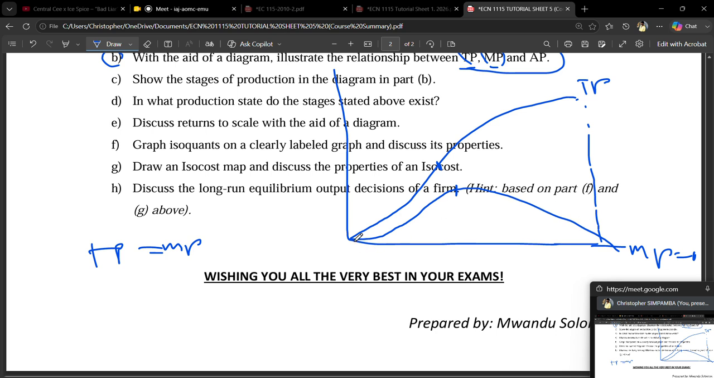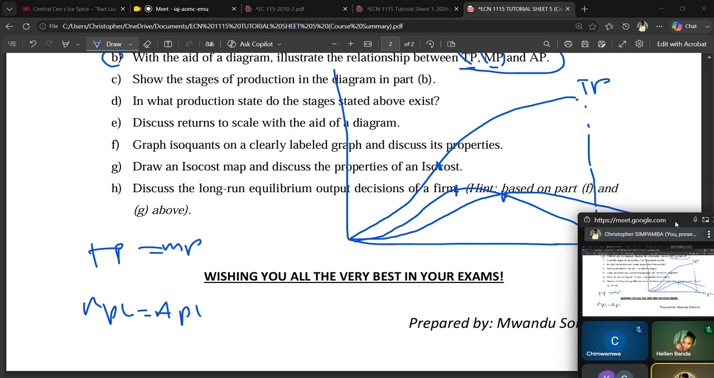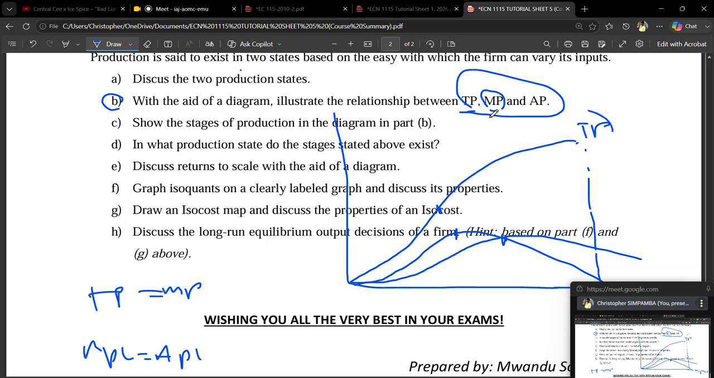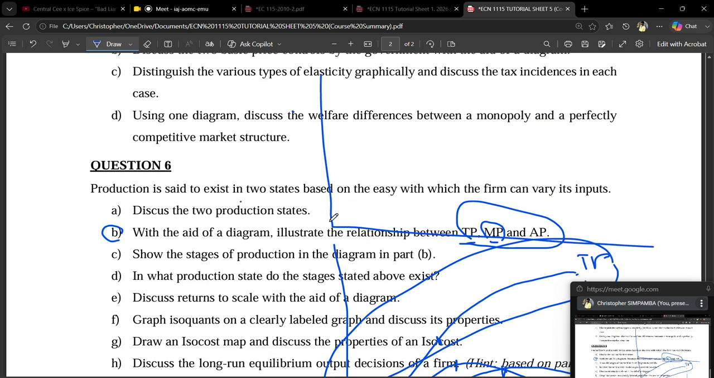We can also involve the average product of labor, which looks like that. At the maximum here, that's where the marginal product of labor meets the average product of labor. When marginal product of labor is increasing, average product of labor will also be increasing. When this one is declining, this one will be declining too. Those are the relationships you have to follow. You can use this graph, or you can separate the average product and draw the curve like that.